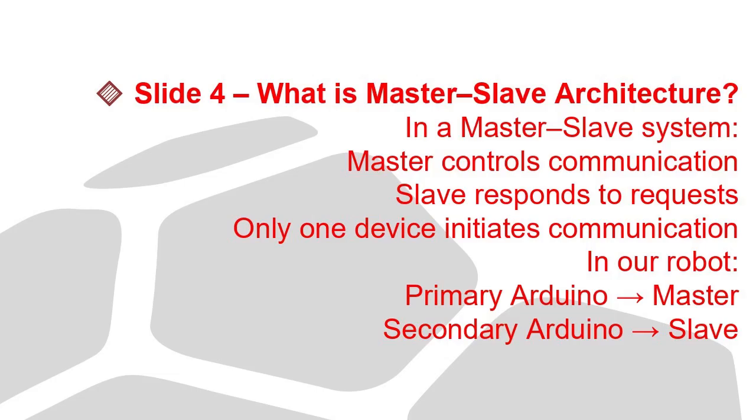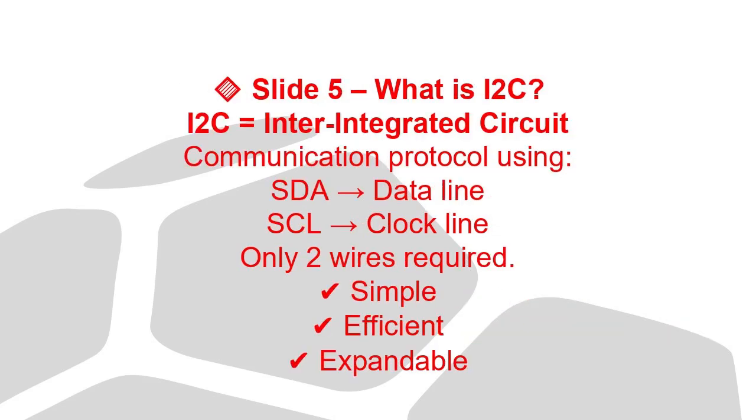What is master-slave architecture? In a master-slave system, the master controls communication. The slave responds to requests. Only one device initiates communication. In our robot, the primary Arduino is the master and the secondary Arduino is the slave.